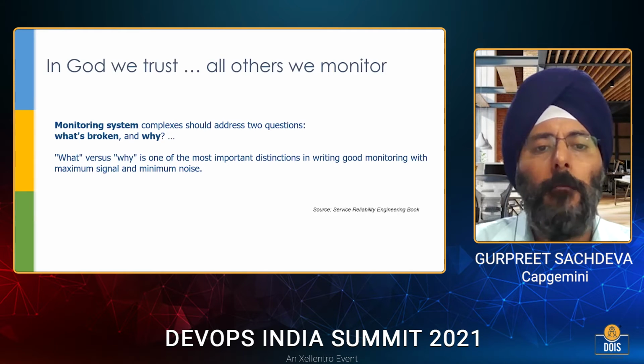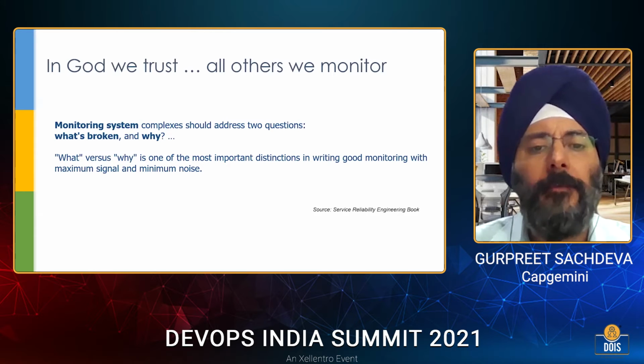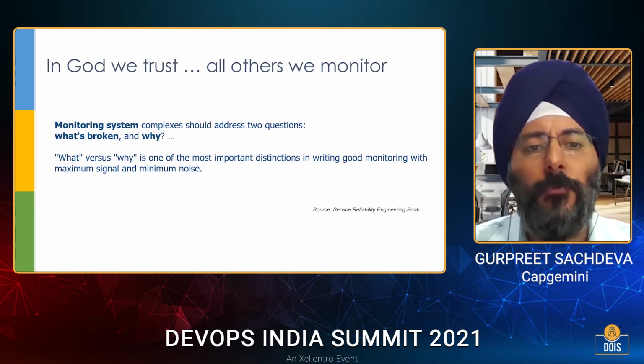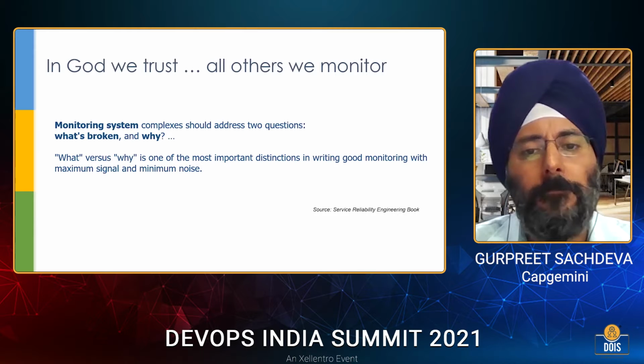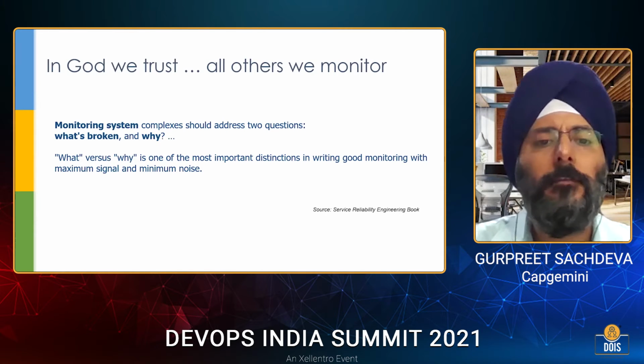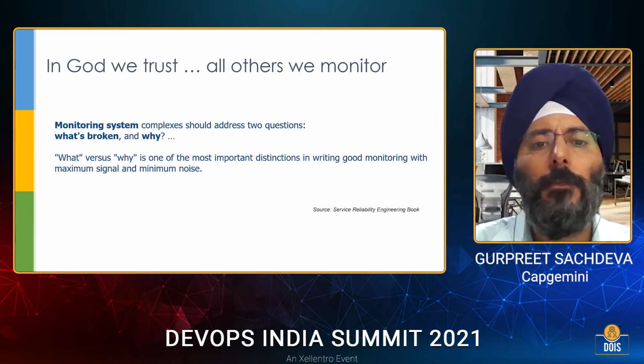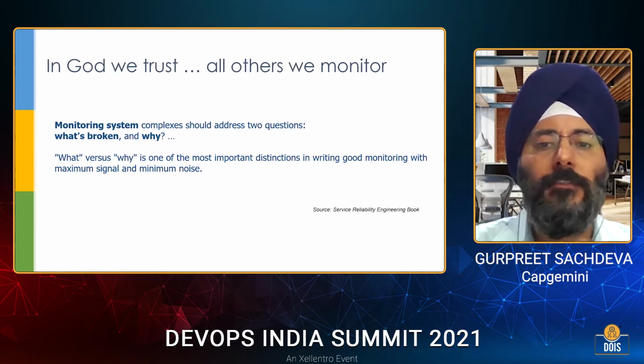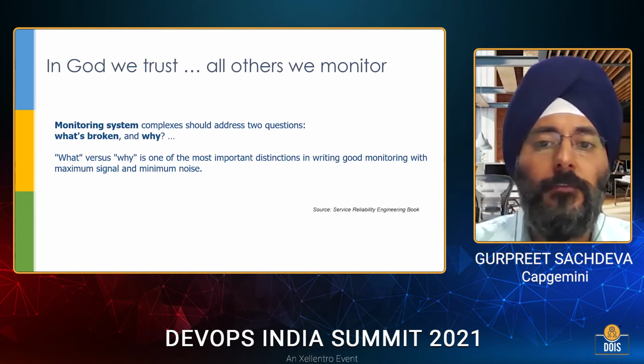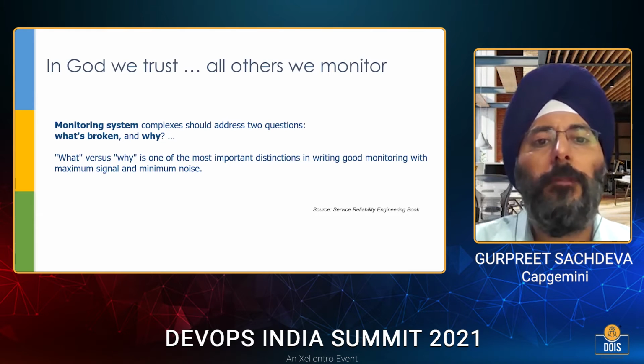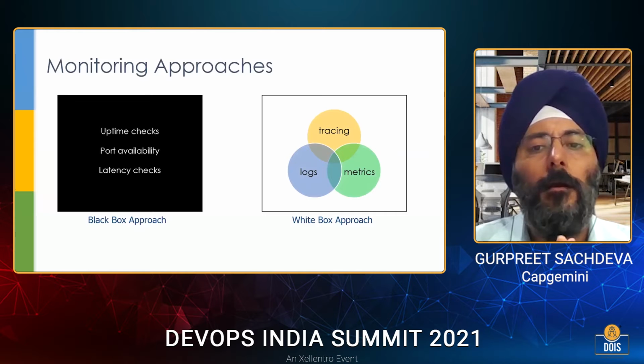Monitoring a complex application is a significant engineering endeavor, and it should address two key questions. What's broken and why? The what's broken indicates the symptom, the why indicates the cause. For example, if the response is slow, the cause could be overloaded CPU or network congestion, and a good monitoring system should clearly distinguish between what and why so that there is minimal noise.